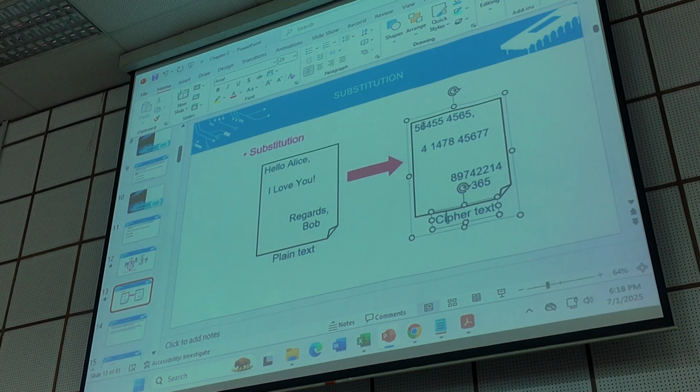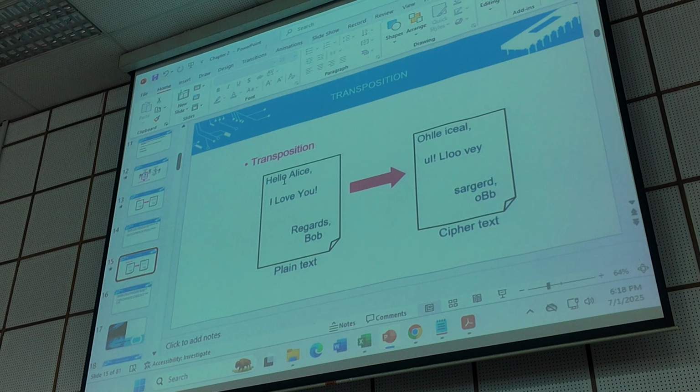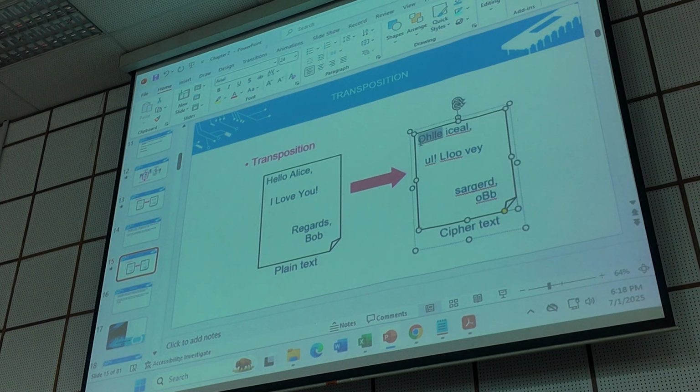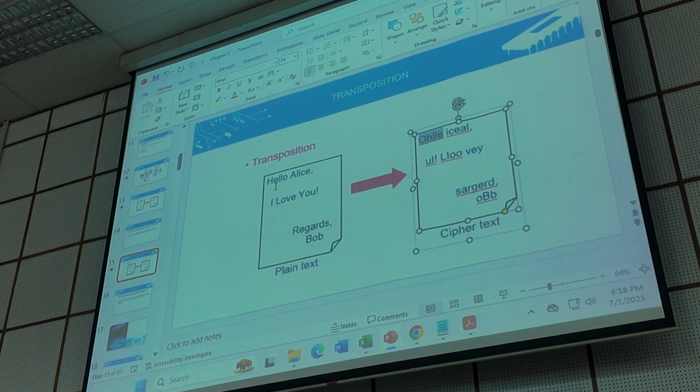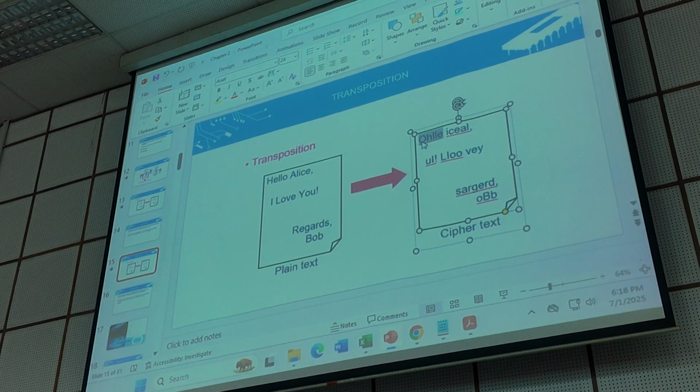This is substitution. Another technique is known as transposition. What is transposition? You can see from here. Rearrange the words. You can see hello Alice has been rearranged to something like this. This is still hello, but the sequence is not the same. O at the last place here becomes the first place here. So transposition is to rearrange the words or change the sequence of the words.